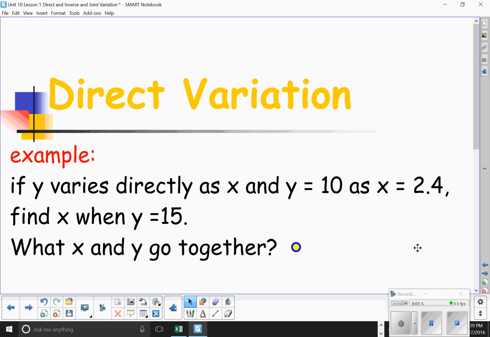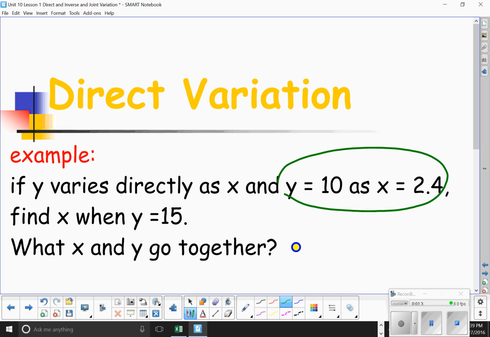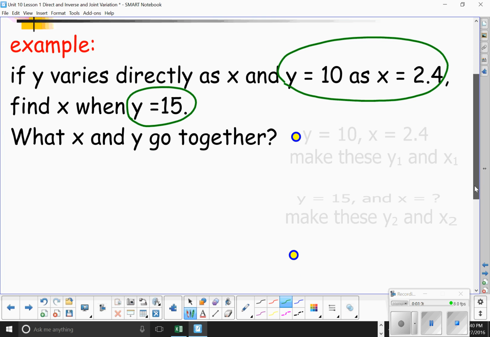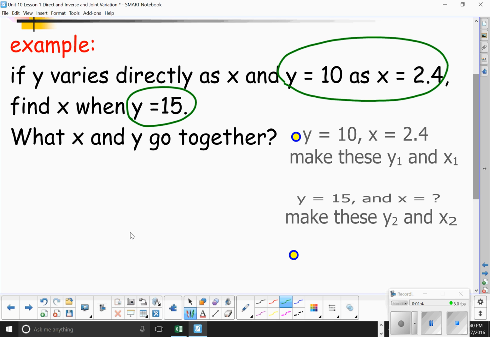Now, a couple of examples. If y varies directly as x and y equals 10 as x equals 2.4, find x when y equals 15. What x and y go together? Hopefully you know that this x and this y go together. This y goes with some unknown x. So, y equals 10, x equals 2.4. You make those y1 and x1. y equals 15 and x equals, don't know. Make these y2 and x2.